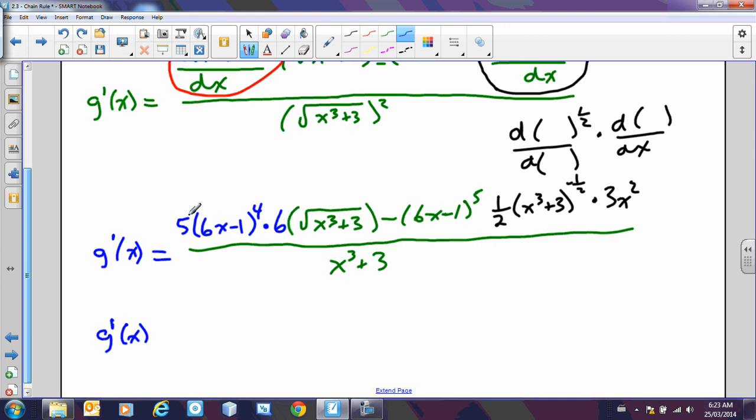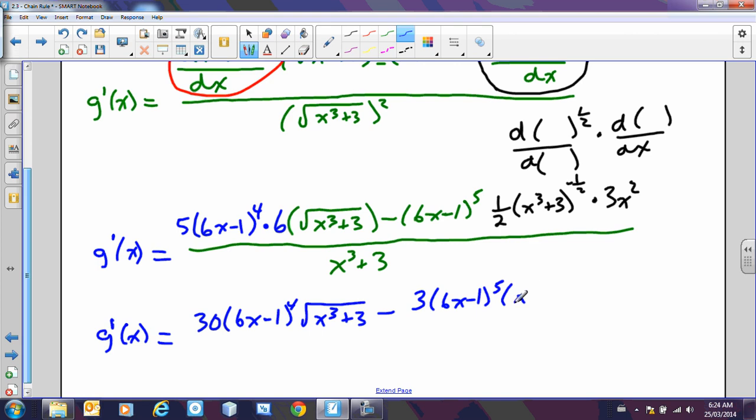In this case, I see I have a 5 times a 6 over here. It's 30. And I have (6x - 1)^4 and then root x^3 + 3 minus, over here I have, I guess, 3 times (6x - 1)^5. Okay, so this is times the x^2. I guess I should have written 3x^2 out front. It would be a little neater.